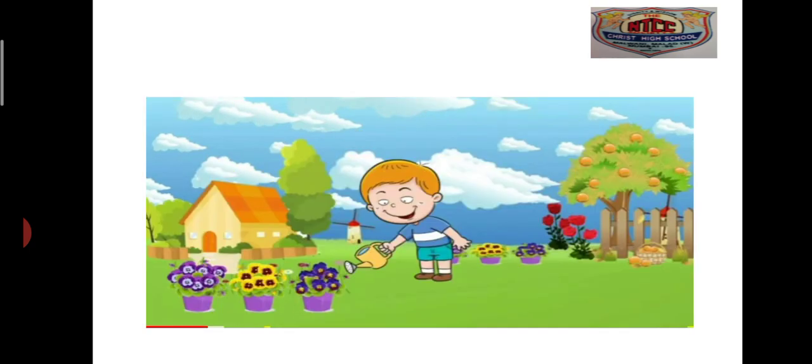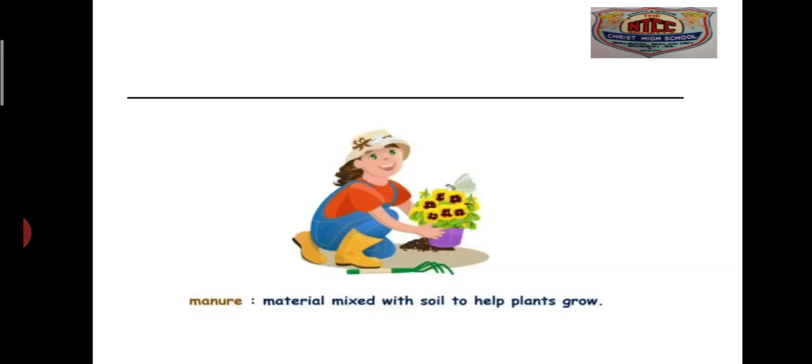And we have to water the plants daily, right? We have to take care of the plants. See how this boy is taking care of his plants. So beautiful the flowers look, right? How is that possible? When you take care of it. And manure means material mixed with the soil to help plants grow. So here you can see that this girl is mixing the manure and she is planting this plant. So she has mixed the manure in the soil and she's planting this flower plant.